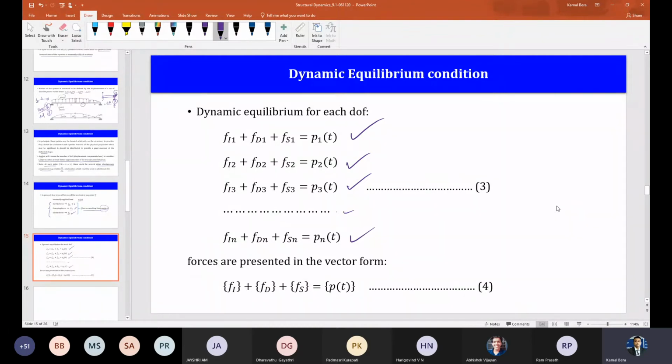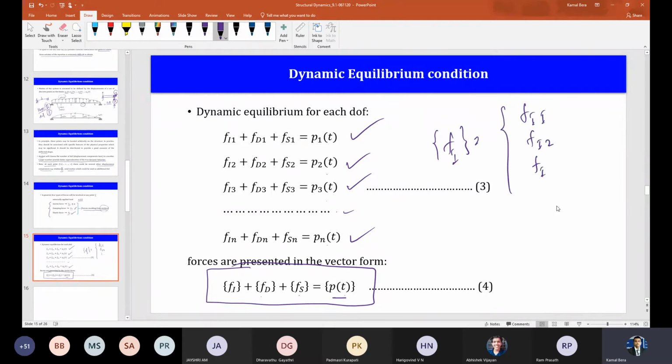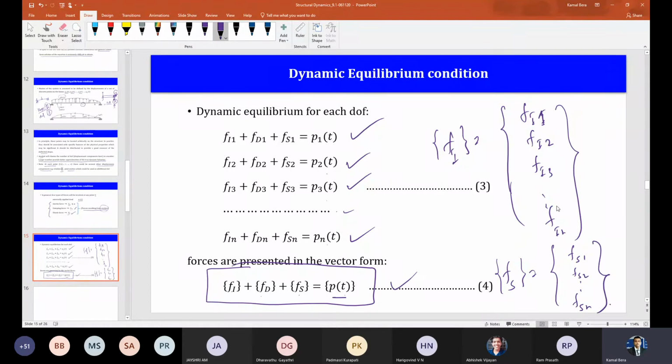Fi plus Fd plus Fs, for dynamic equilibrium, and I can write it in vector form like this: Fi plus Fd plus Fs equal to p(t). And p(t) includes p1, p2, p3, up to pn. Fi includes the inertia forces Fi1, Fi2, Fi3, and so on up to Fin. Similarly, the spring force vector Fs includes Fs1, Fs2, up to Fsn. This is right, no issue with that.